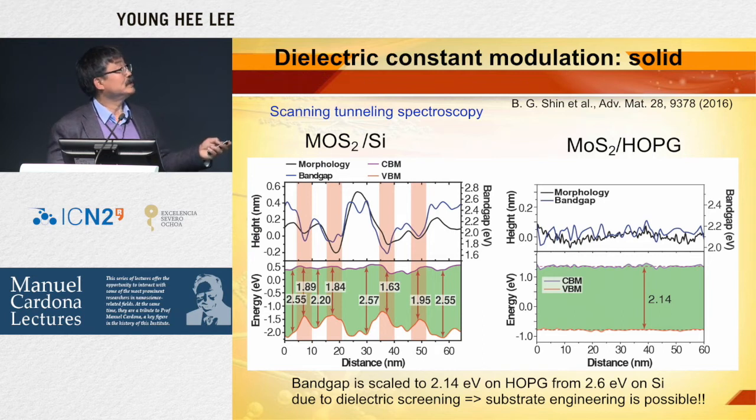Now, if you use a different substrate, HOPG, which is completely flat, you don't expect this kind of modulation due to the strain. But the band gap in this case is 2.1. So the band gap itself is scaled from 2.6 to 2.1, which is great. You can actually play with many things.